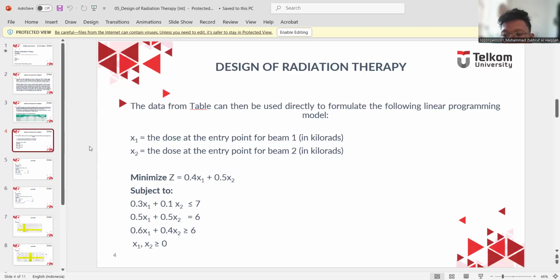Our objective is to minimize G equals 0.4 x1 plus 0.5 x2. This G value represents the average dose absorbed by the healthy anatomy. The model is subject to dose constraints that must be met by the critical tissues, tumor region, and the center of the tumor.